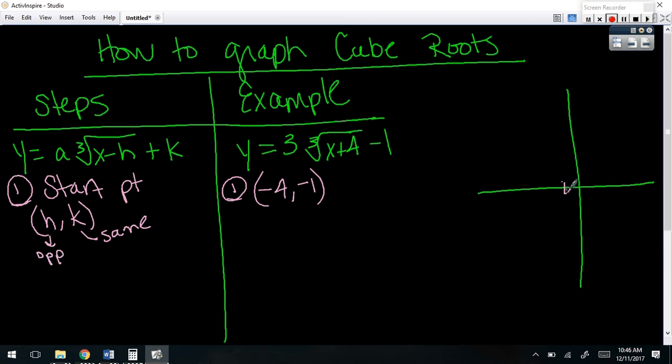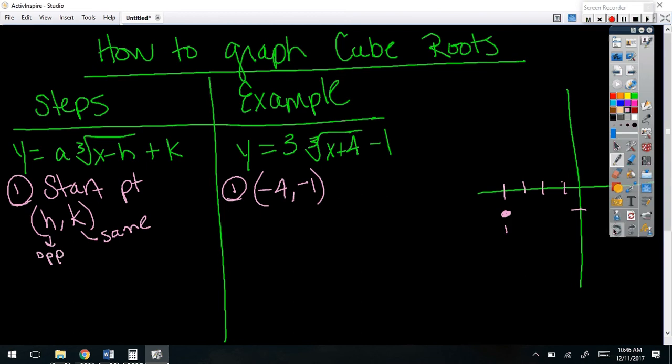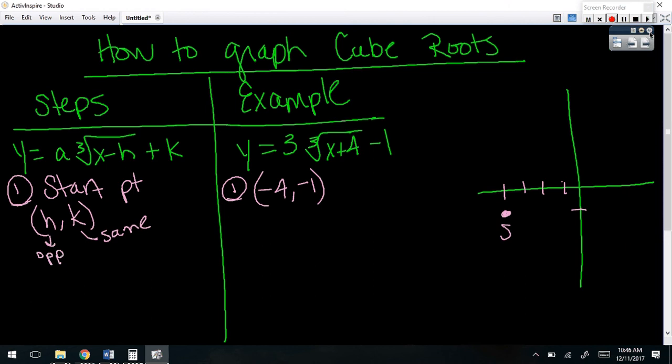Can I plot it? Yes, ma'am. I am going to put a D here so I remember that one's in the middle. Oh, so that's not the start. I'm sorry, S for start. Let's start.